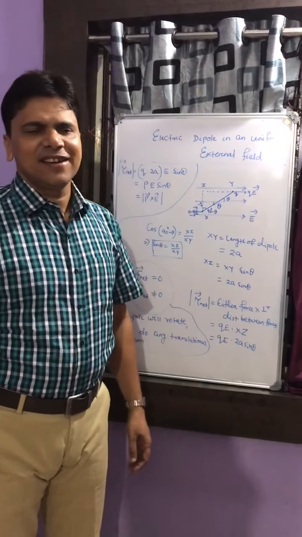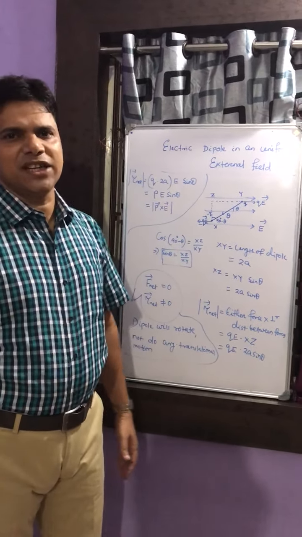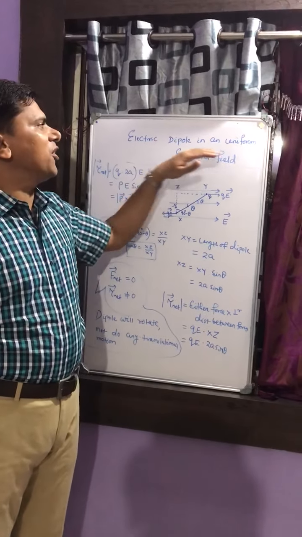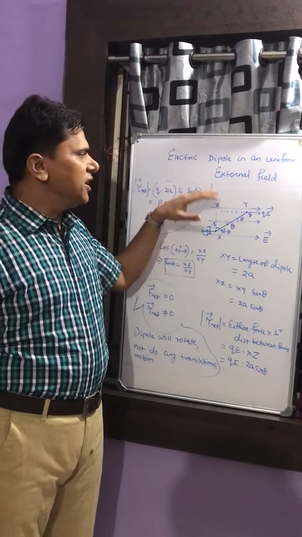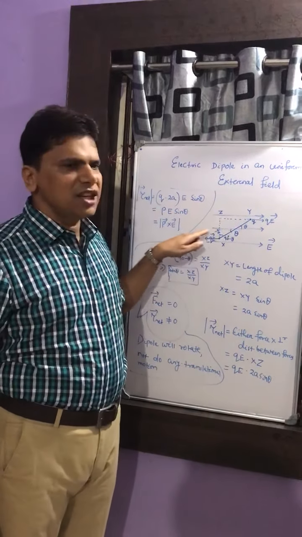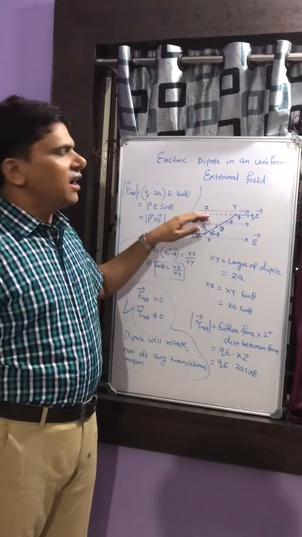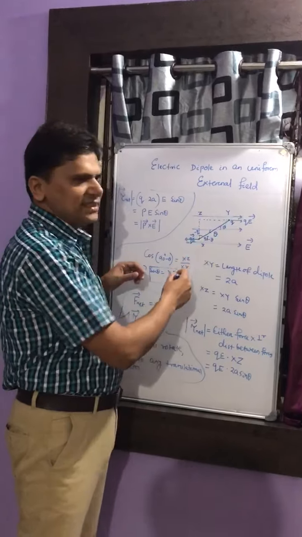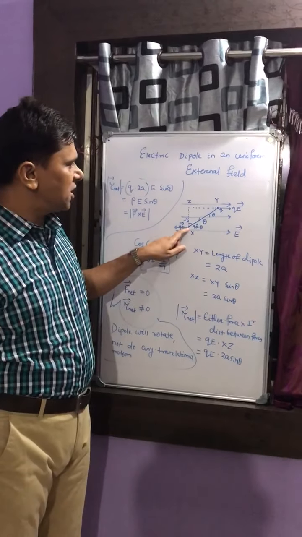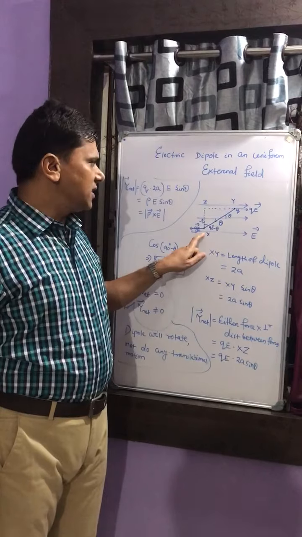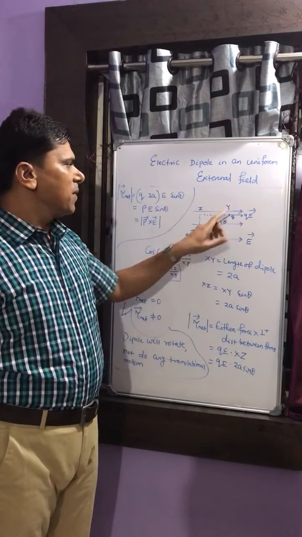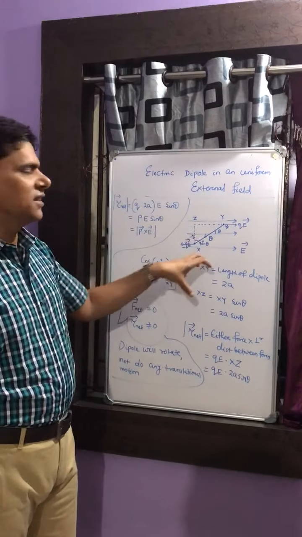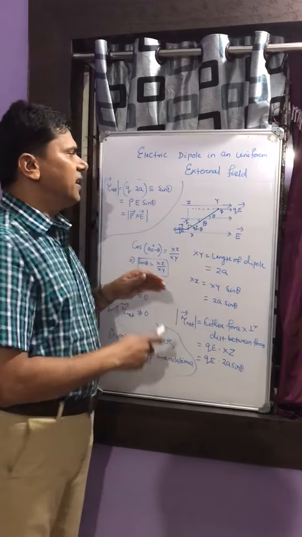Now we will discuss another aspect of electrostatics, that is electric dipole in a uniform external field. That means we are given a uniform external field E, and in that uniform external field a dipole is placed. That dipole is, you see, minus q is here, plus q is here, and this is point X, this is point Y. So the dipole is placed in the uniform electric field, and this theta is the angle.